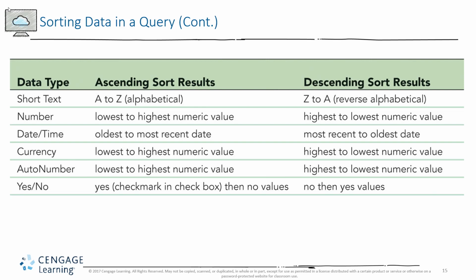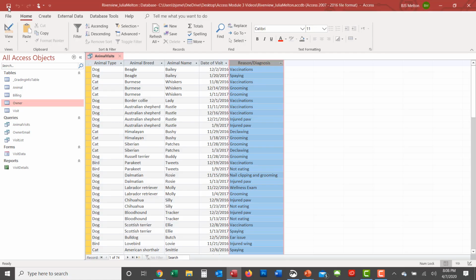Date and time, ascending is your oldest to your most recent date. Descending is your most recent or newest to your oldest date. Currency and auto numbers are the same as number, lowest to highest and highest to lowest. And then yes and no is a little bit different. Ascending is yes, then no, and descending is no, then yes. So you need to know each of these when you set these up, when you're sorting by a different data type.